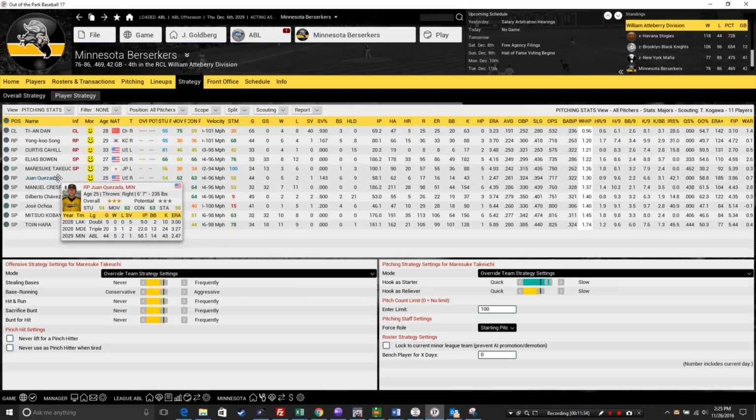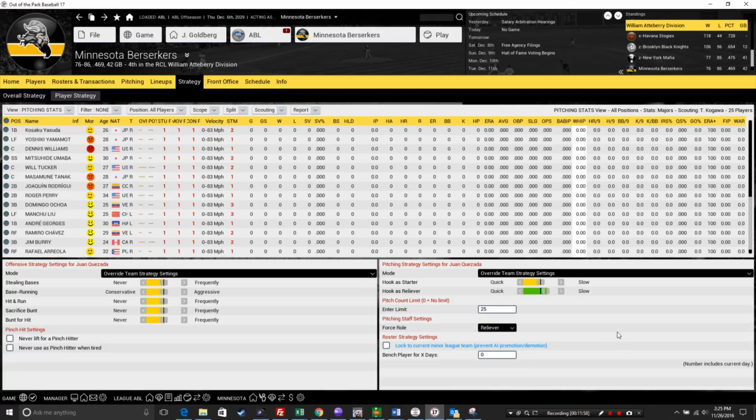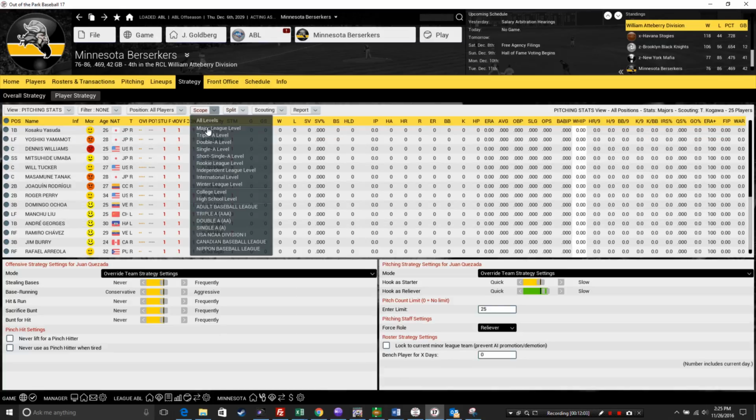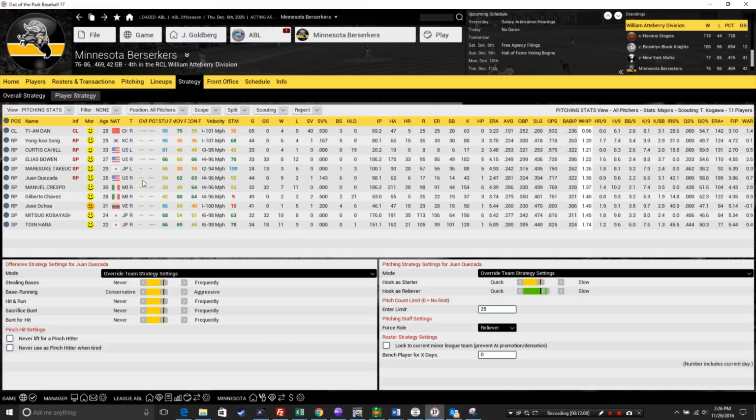Then I got Juan. He's a middle reliever, if I remember correctly. He's got a pretty average WHIP, so maybe not as slow as the other guys, but a little bit better than average. He's got decent stamina, so I'd probably put 25 there. I'd force his role to reliever. And then again, getting the stats to show up again.